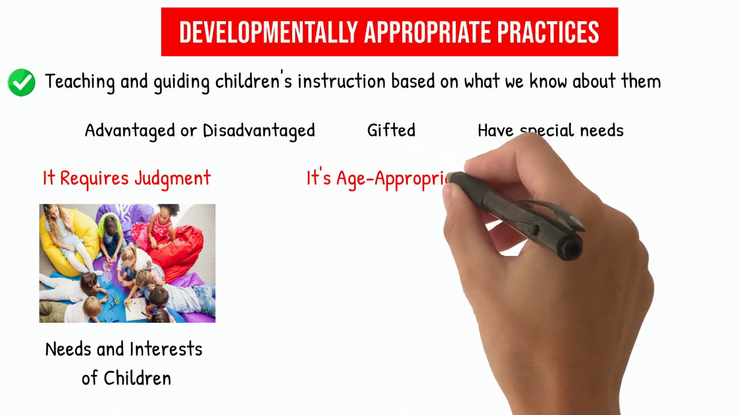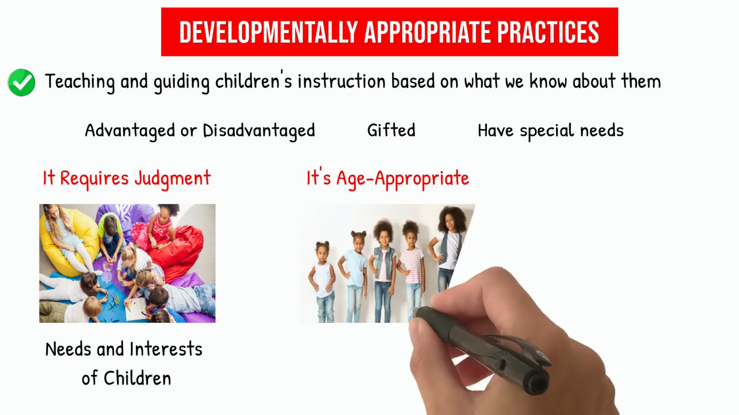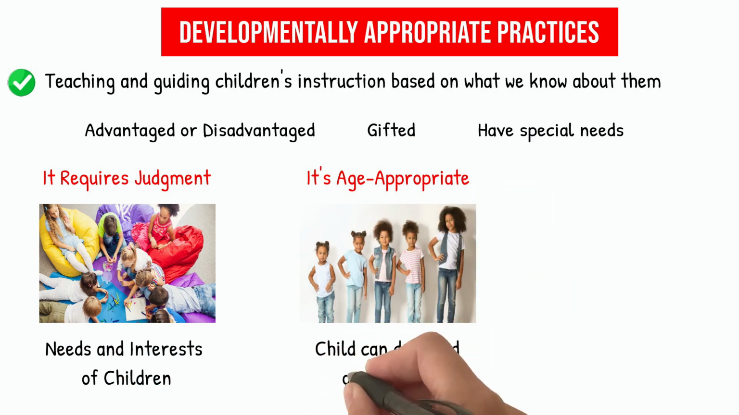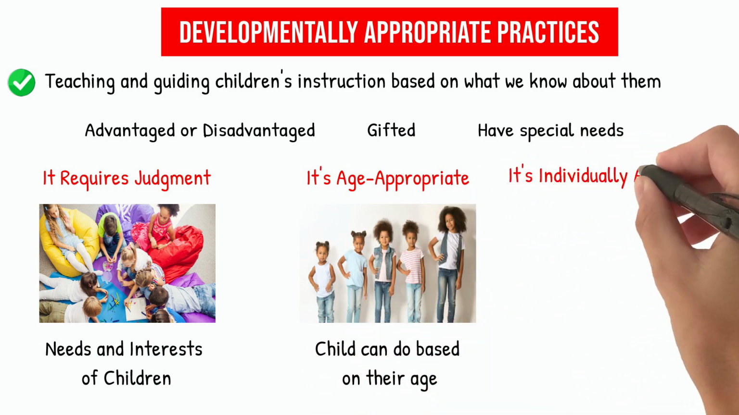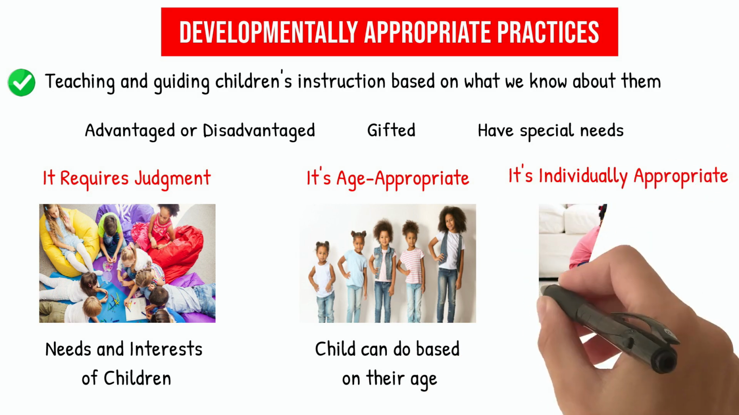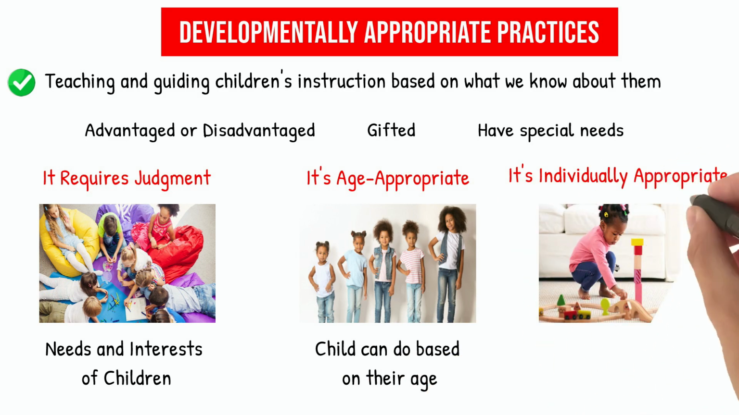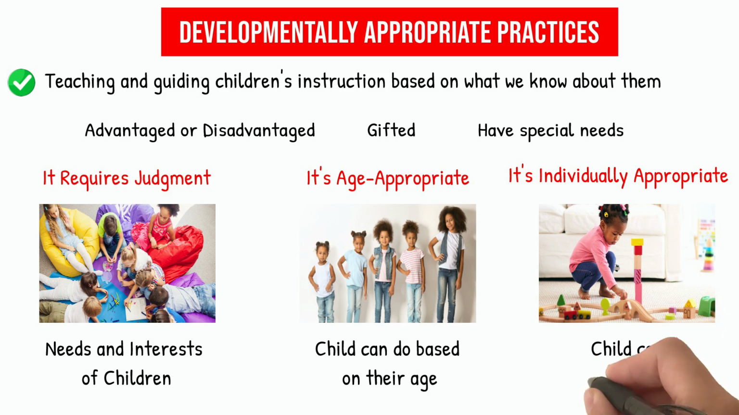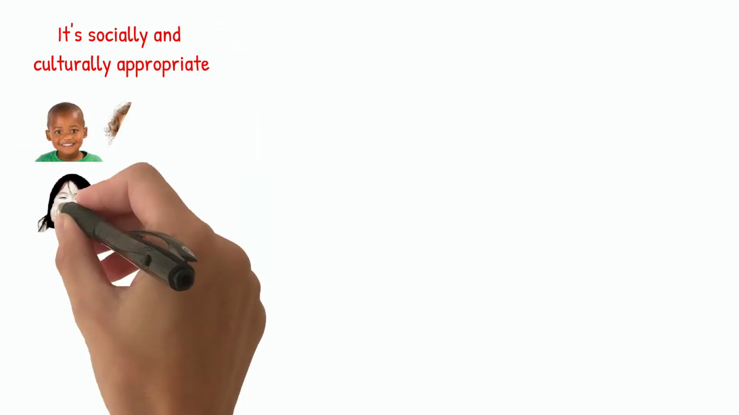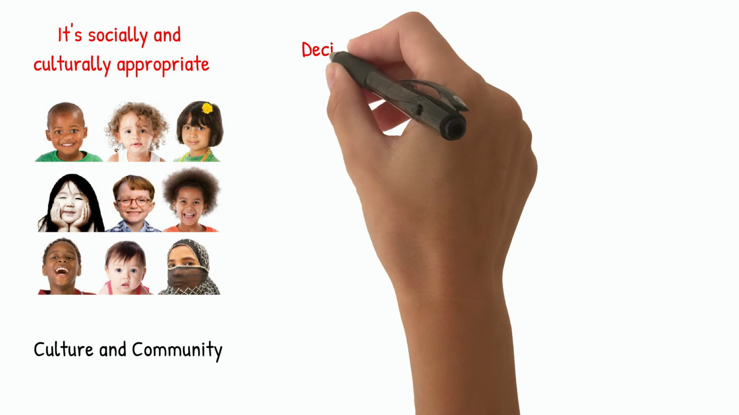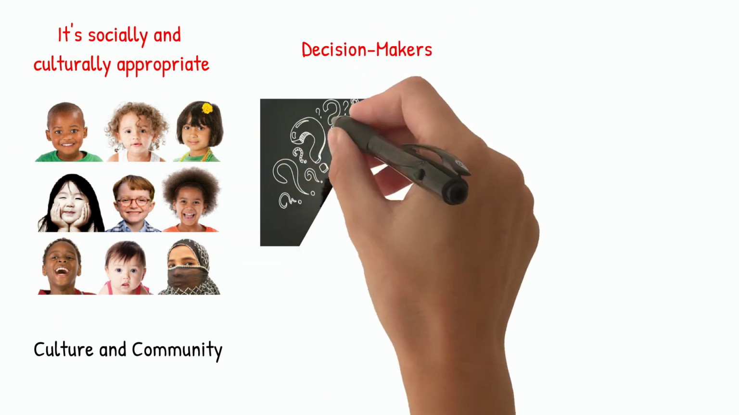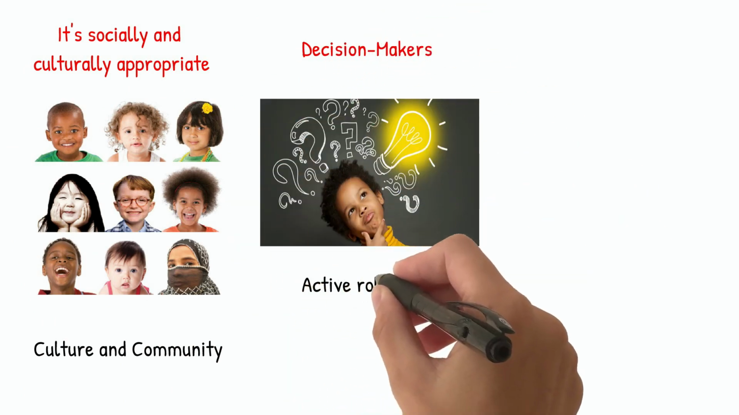2. It's age-appropriate. We have reasonable expectations of what a child can do based on their age. 3. It's individually appropriate. We have reasonable expectations of what a child can do individually. 4. It's socially and culturally appropriate. We take into consideration children's culture and community. 5. Children are active decision makers. They play an active role in their learning.